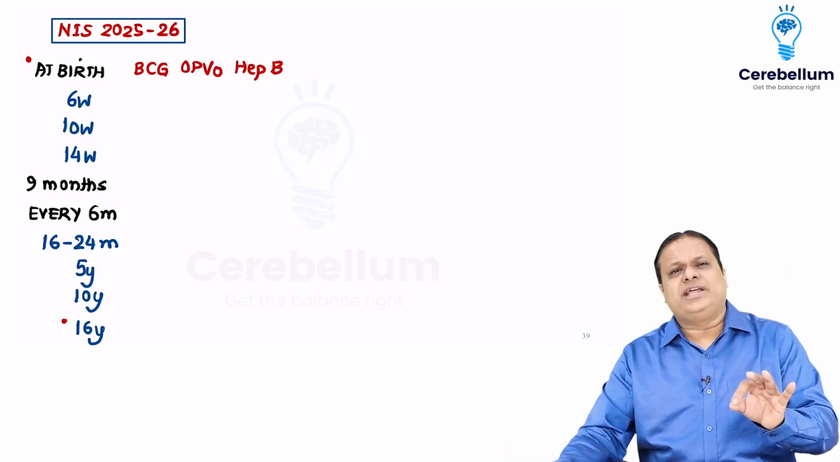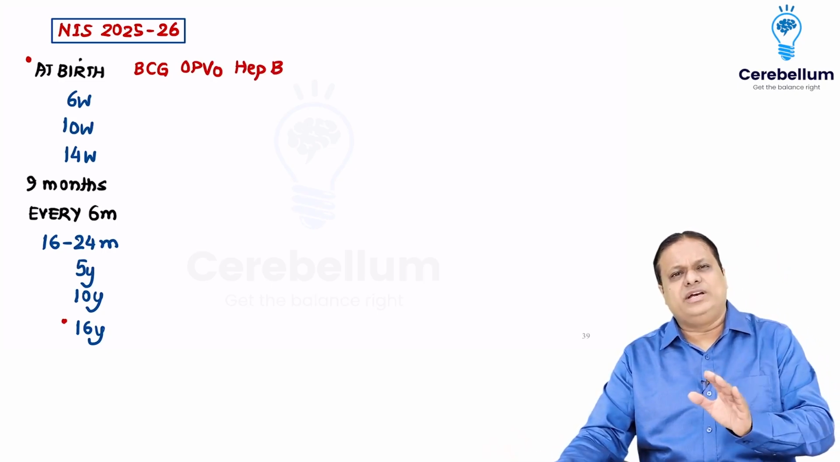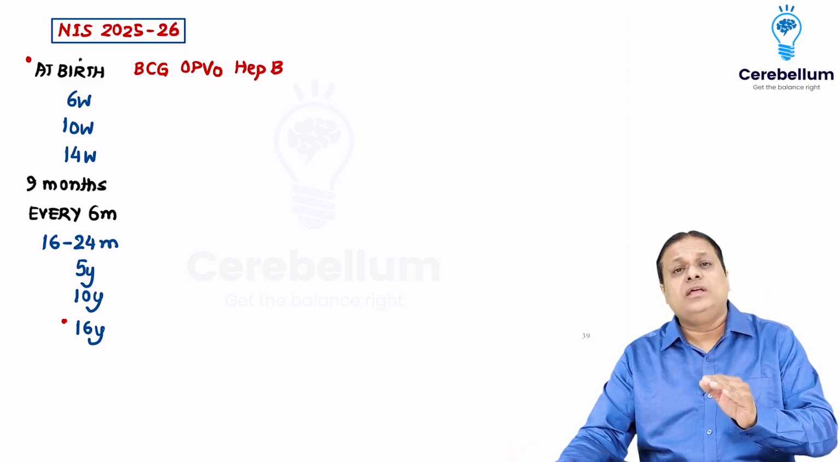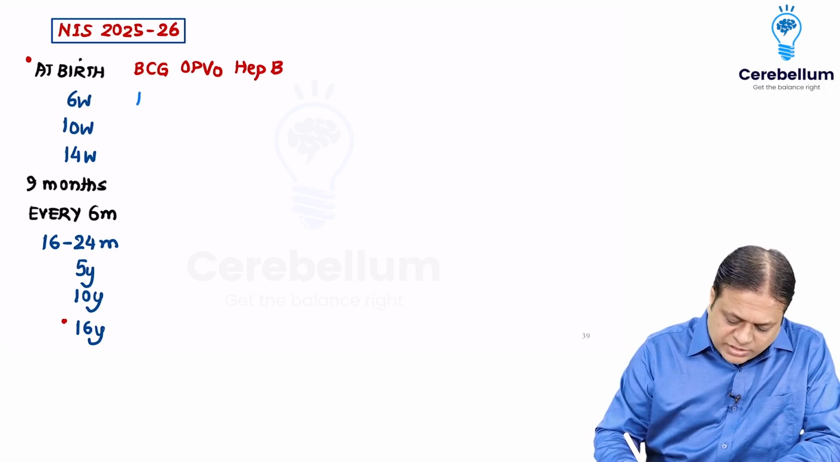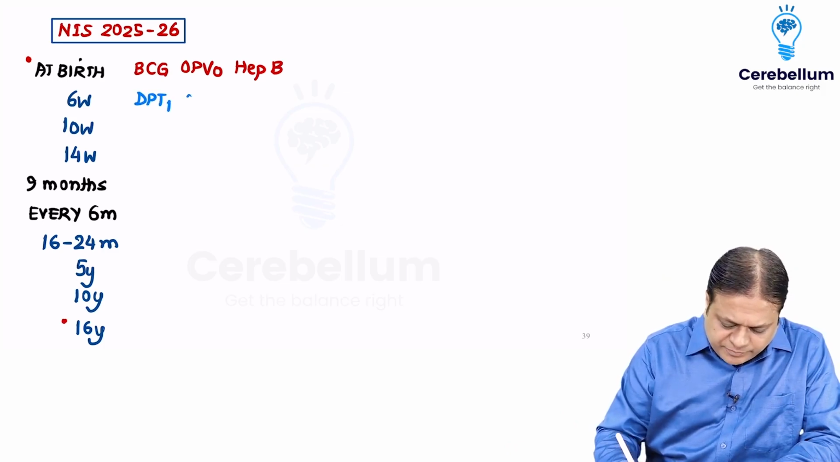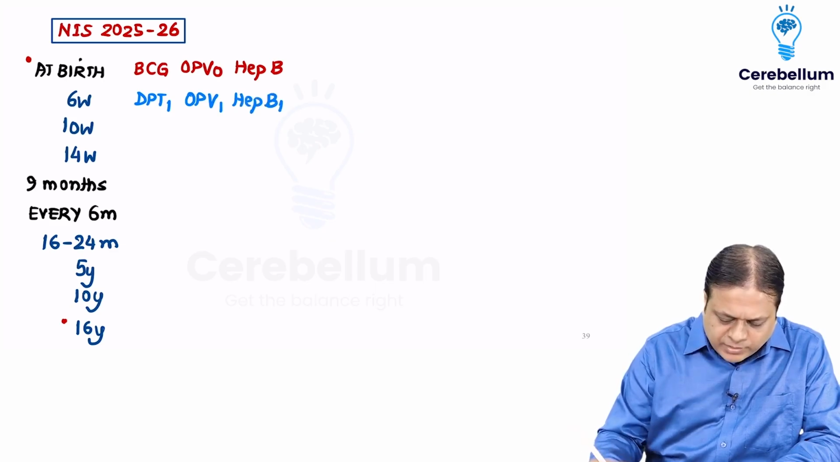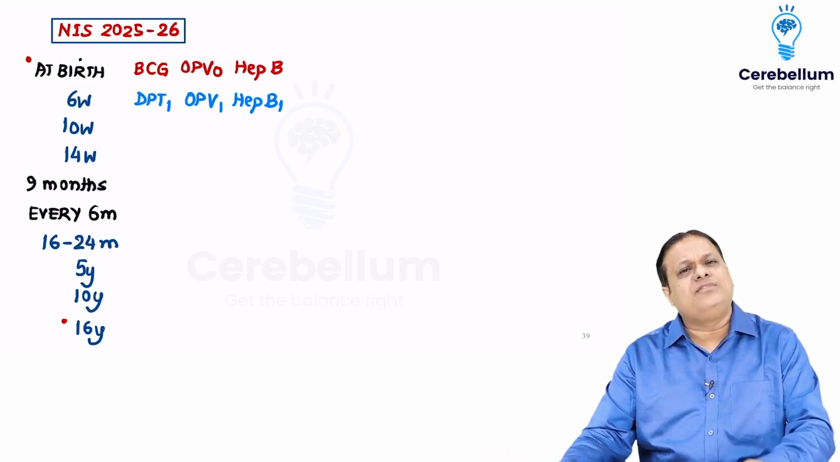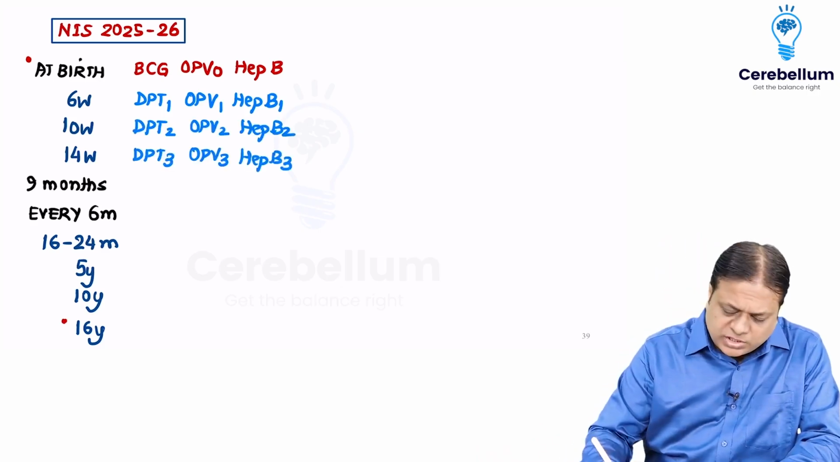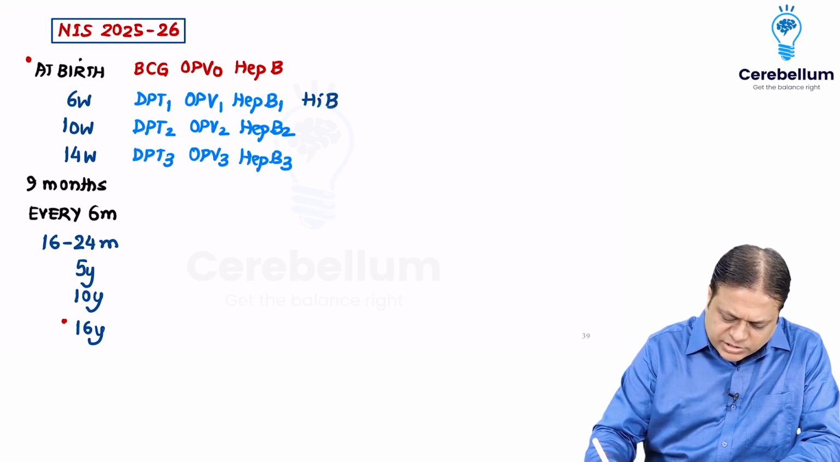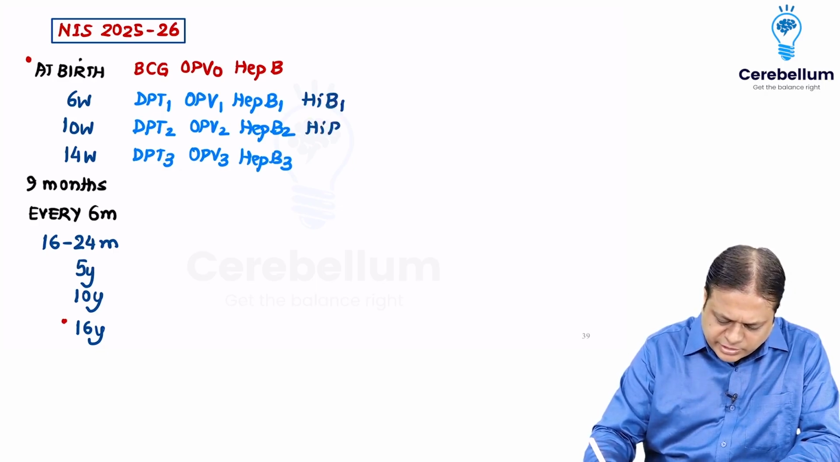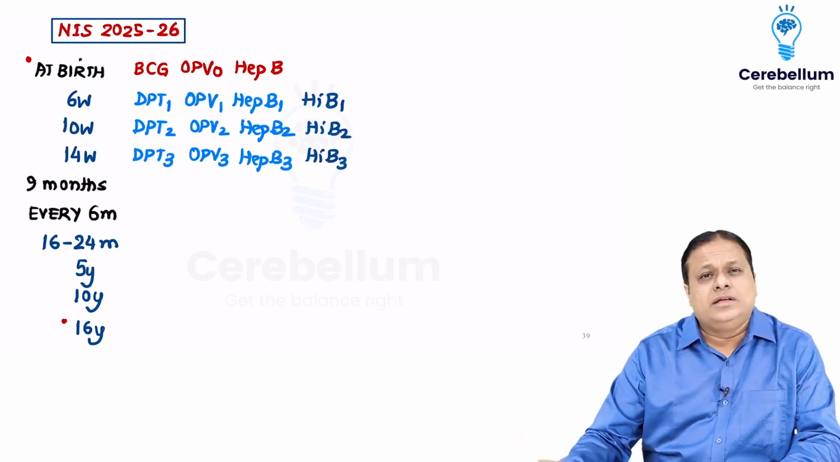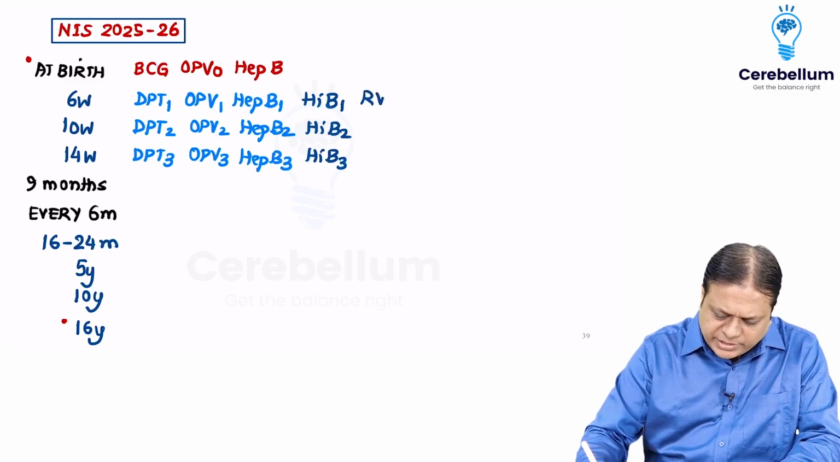Then we call the child 3 times, 6, 10, 14 weeks, 1.5, 2.5, 3.5 months, where we give vaccines which require multiple doses. So we give first dose of DPT, OPV, Hep B, and then their second and third dose at 10 and 14 weeks of each. We also give Haemophilus influenza B, first, second and third dose. Then rotaviral live attenuated vaccine, first, second and third dose we give.